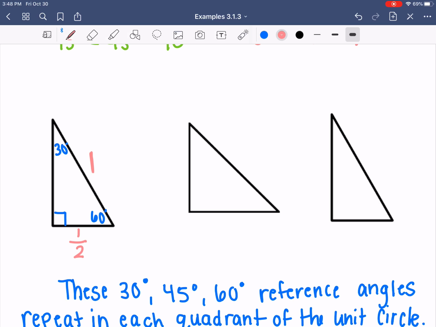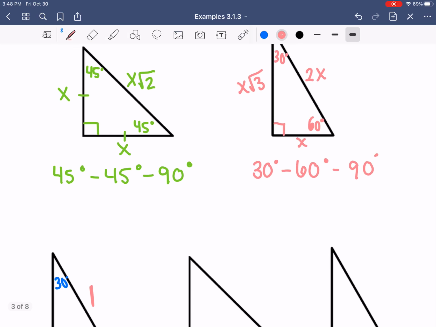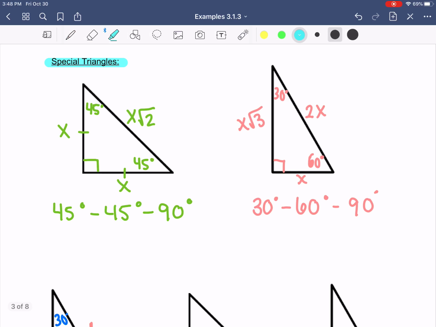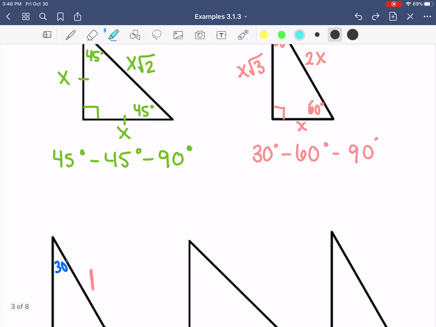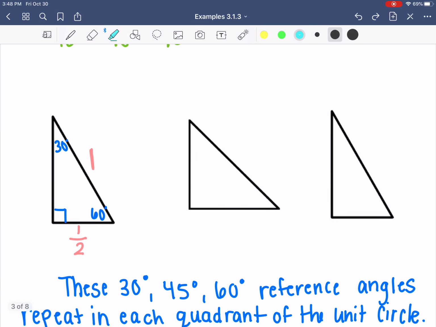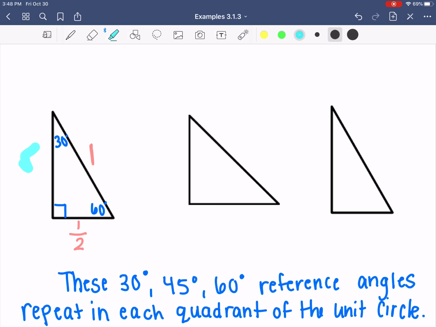And the larger side is just radical 3 times whatever the smaller side was. So our smaller side is 1/2. If I multiply that by radical 3, I get radical 3 over 2. We're going to see these numbers repeat a bunch of times in the unit circle.